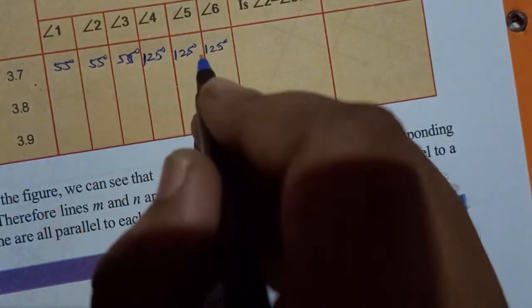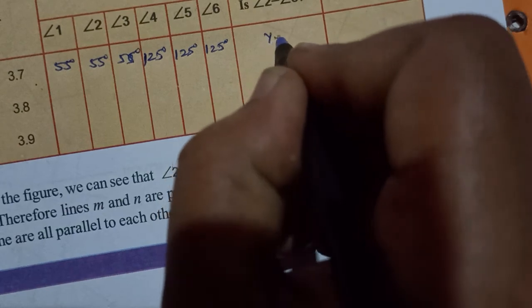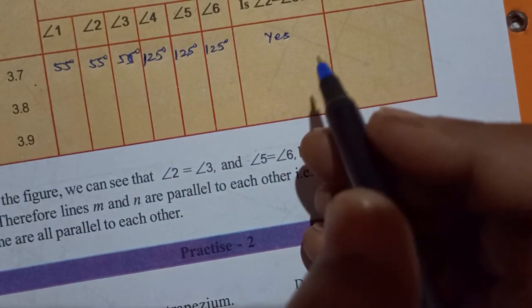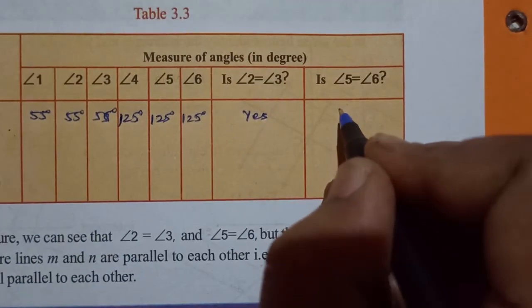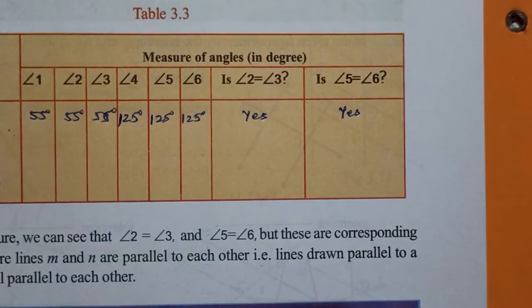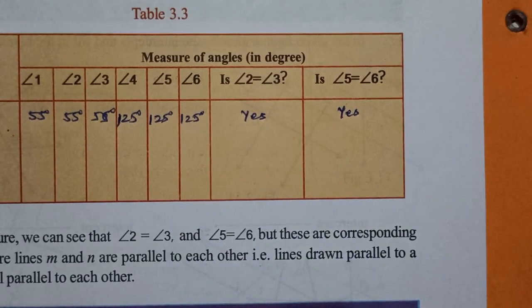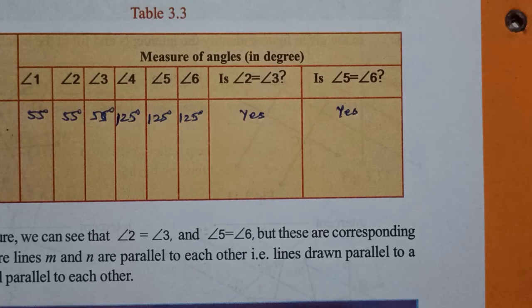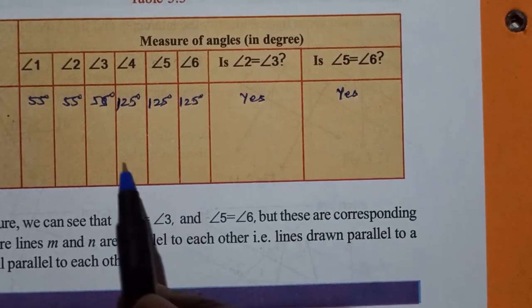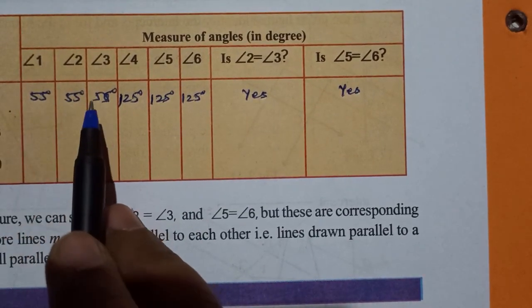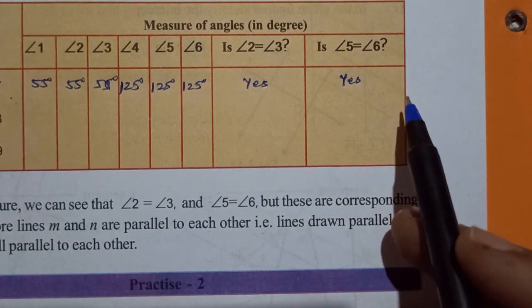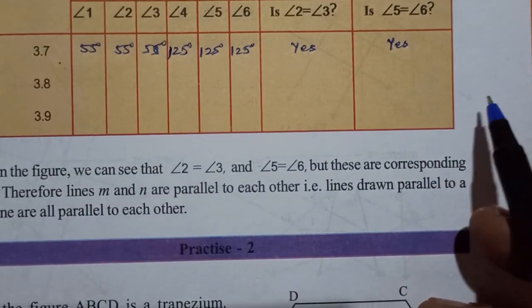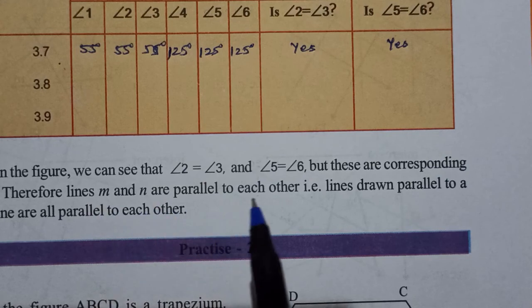Are angles 2 and 3 the same? Yes, angles 2 and 3 are the same. But angles 2 and 3 and 5 and 6 are corresponding angles. Therefore, lines M and N are parallel to each other.